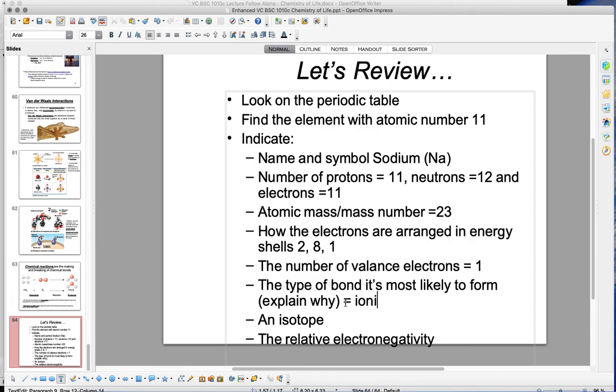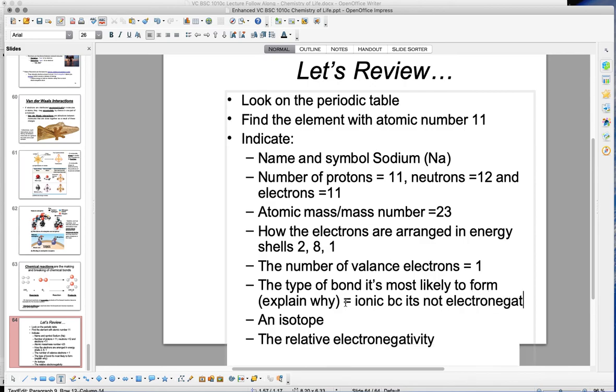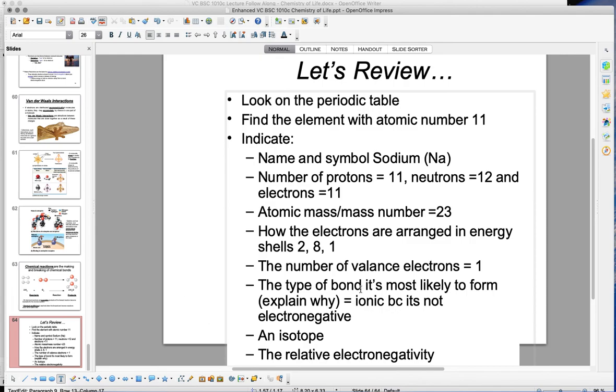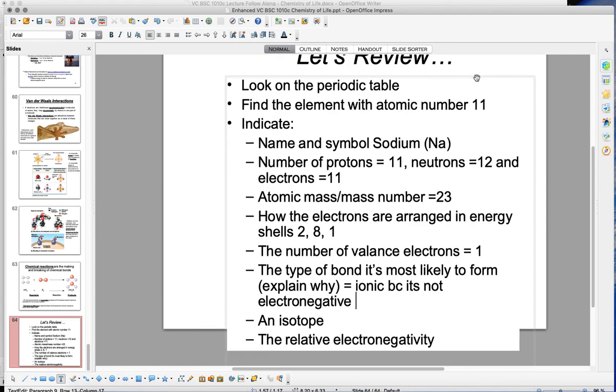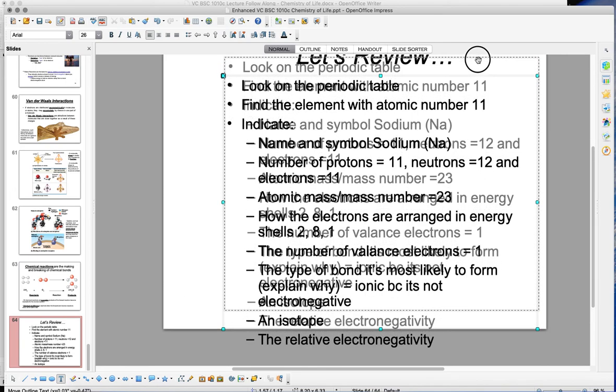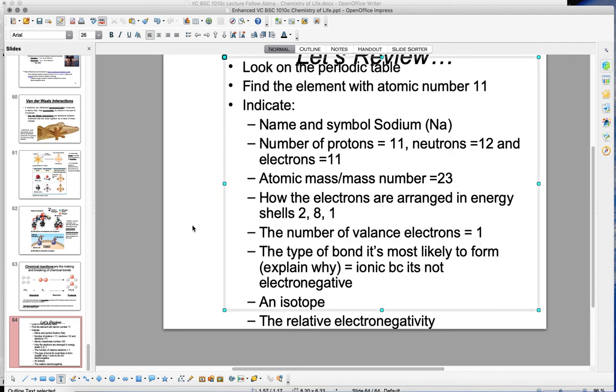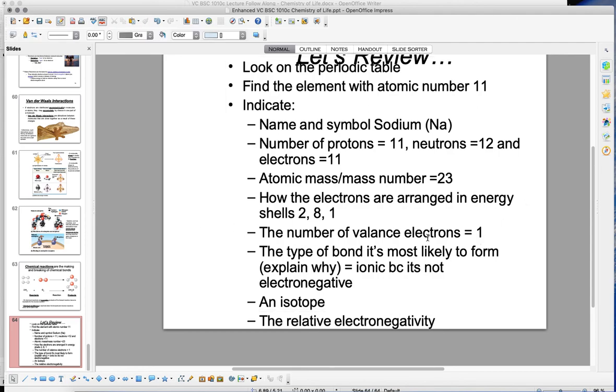The type of bond it's most likely to form, remember, is ionic, because it's not electronegative. There's no way it's going to be able to fill up that valence shell. If it has only 1 in its valence shell, there's no way it's going to get 7 more. And it's not going to be able to share. It can't form a covalent bond because that has to be an equal sharing. It's not going to share 7 electrons. So it's going to form mostly an ionic bond, so it can just give away that electron.